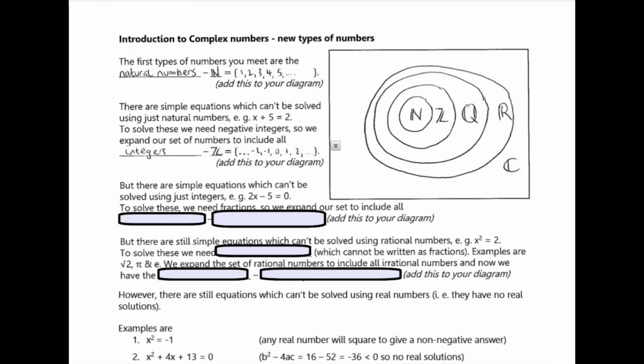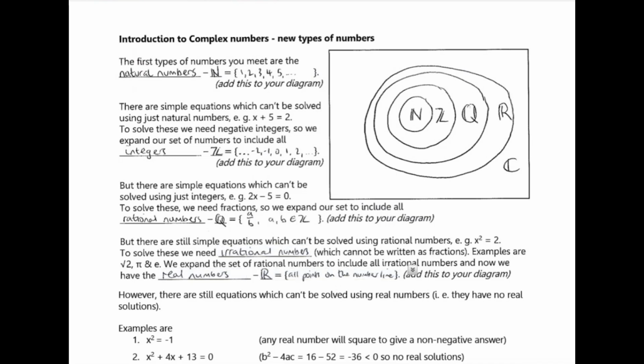Now, again, this doesn't cover everything, so there are some equations which will require fractions to solve. This one here, 2x minus 5 equals 0, will need 5 over 2. We then expand our set to include what we call the rational numbers. We use a Q for quotient here, with 2 lines on. This is any number that can be written as a fraction with integers on the numerator and denominator. This includes all of your integers and natural numbers, so this circle goes around N and Z, and also includes Q.